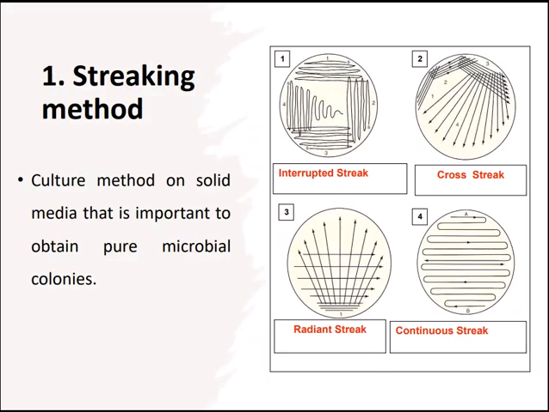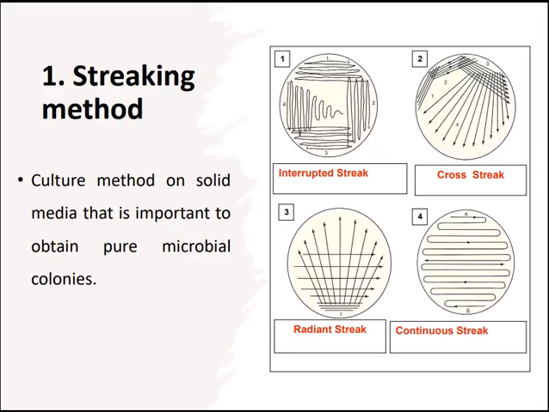The streaking method is a basic microbiology technique used on solid media, agar plates, to separate bacteria so that we can obtain pure colonies that come from a single bacterial cell. Why is this important, if you ask me? Pure colonies are needed to identify bacteria, study their characteristics, and perform antibiotic sensitivity tests.